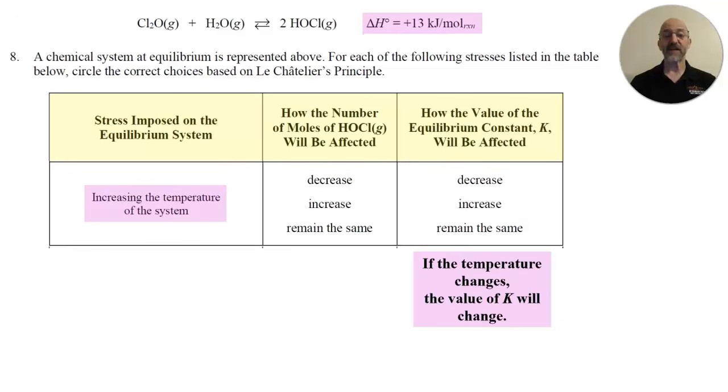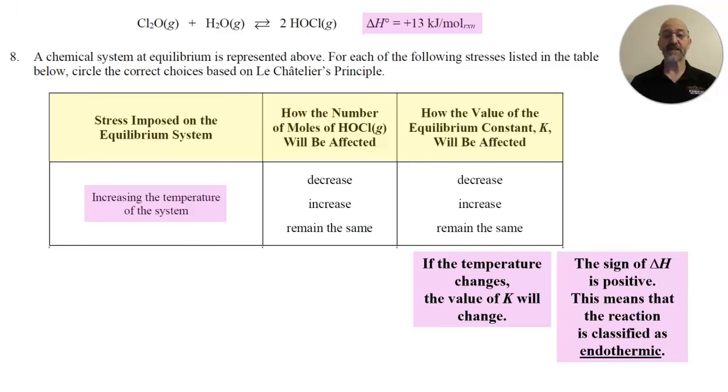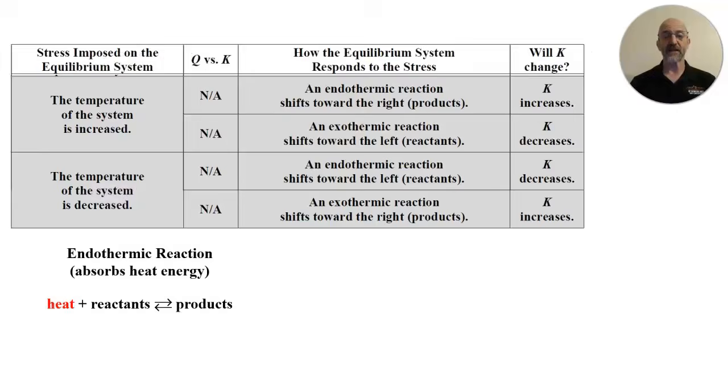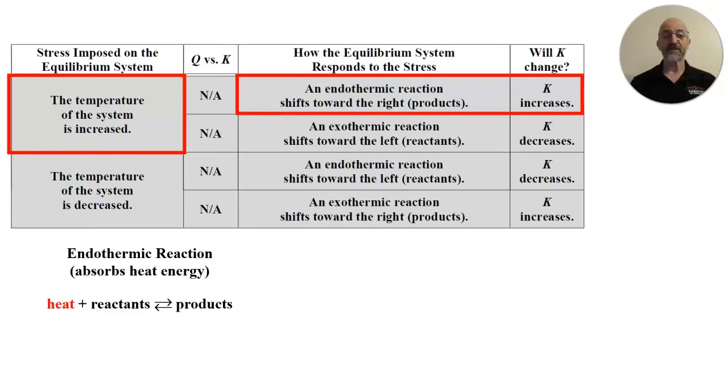Since the sign of delta H for this reaction is positive, that means that this reaction is classified as endothermic. And now that we know that the temperature is increasing and that this is an endothermic reaction, remember those 4 different scenarios that I had mentioned earlier in this lesson? Let's see which one of these scenarios will be applicable. So we have an increase in temperature for an endothermic reaction. Let's take a look. Endothermic reaction, increase in temperature. There will be a shift in the endothermic direction, so that will be from left to right.